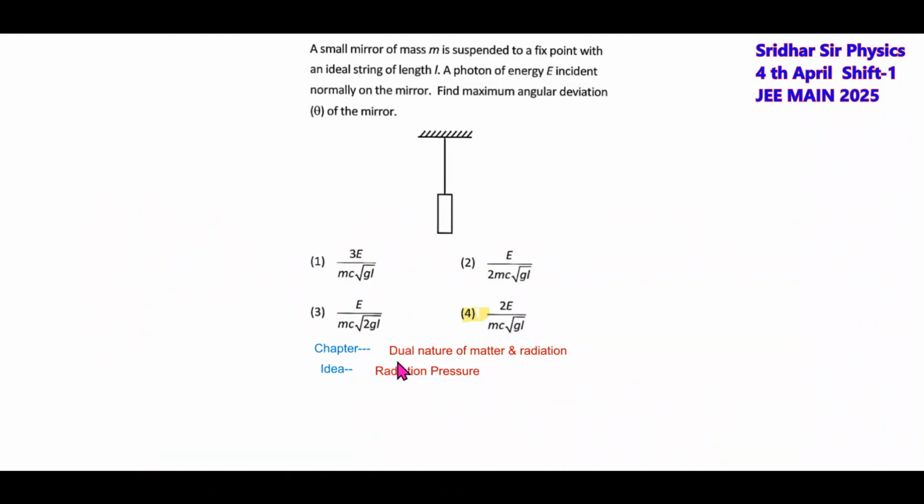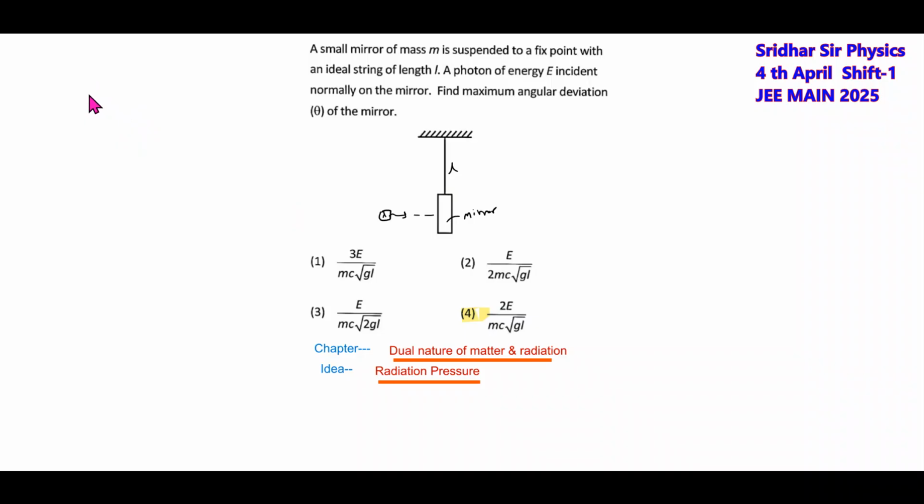Okay, this question is based on the dual nature of matter and radiation, the concept of radiation pressure we'll be discussing. So now there is a small mass suspended from a fixed point with an ideal string of length L. A photon of energy E is incident normally on the mirror. Find the maximum angular deviation of the mirror. So when this photon strikes, it will be reflected back. This is the mirror. The photon will be reflected back.